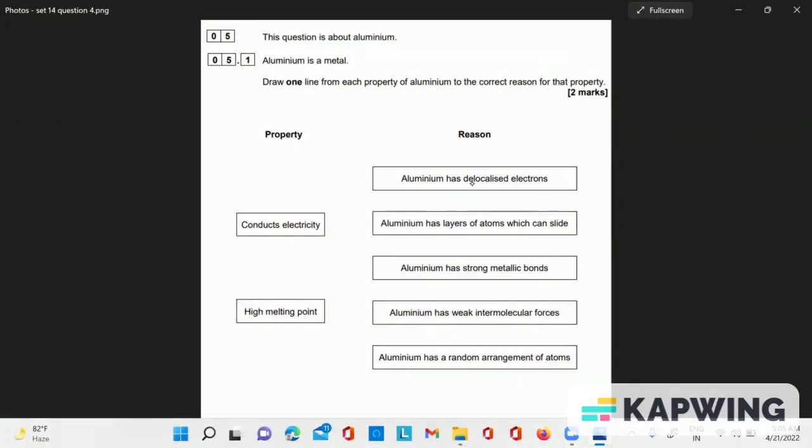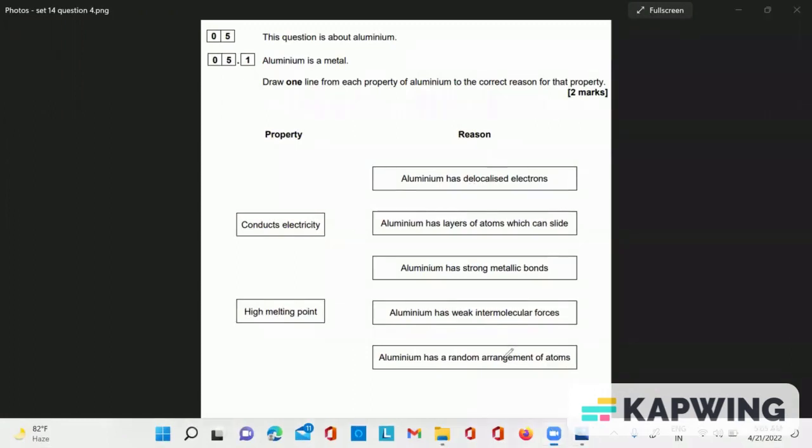This is question number 5, and this question is about the metal aluminium. Draw one line from each property of aluminium to the correct reason for that property. Aluminium, as we know, is a good conductor of electricity. So it conducts electricity. Now let's see what the reasons given for that are.